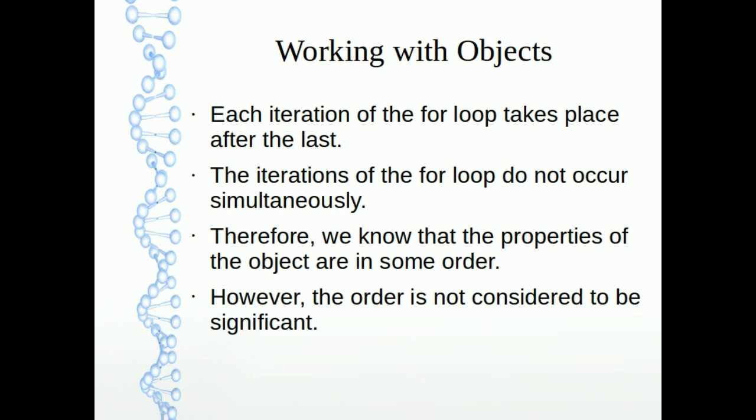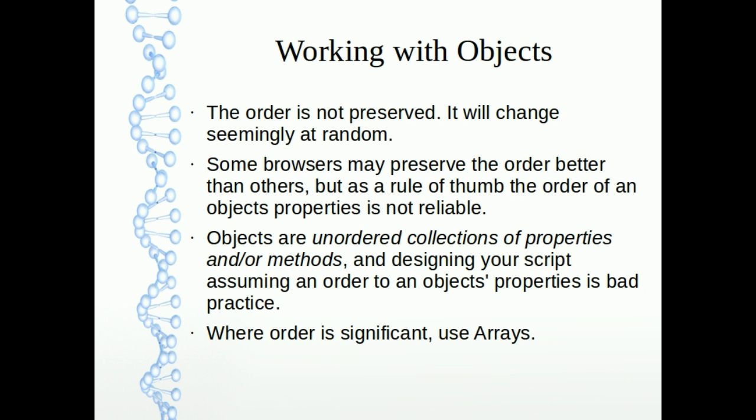If we think about this for a moment, we can also see that each iteration of the for loop takes place after the last. The iterations of the for loop do not occur simultaneously. Therefore, we know that the properties of the object are in some order. However, the order is not considered to be significant. What this means is that the order is not preserved. It will change seemingly at random whenever you do anything with the object.